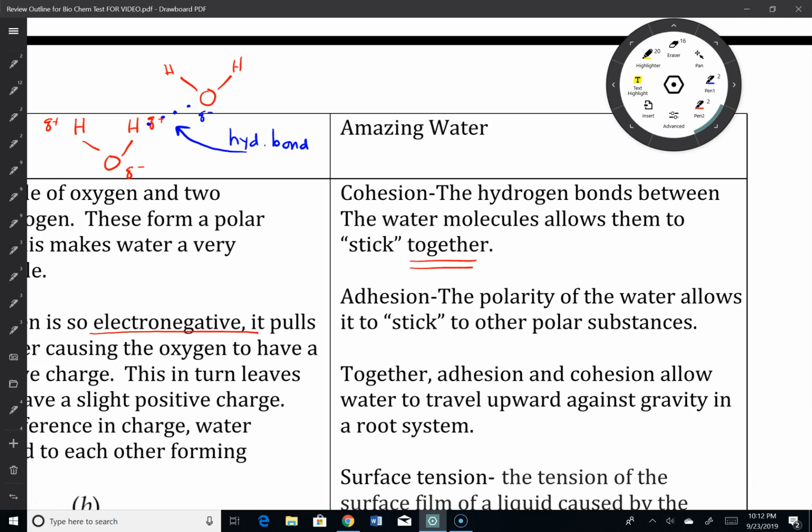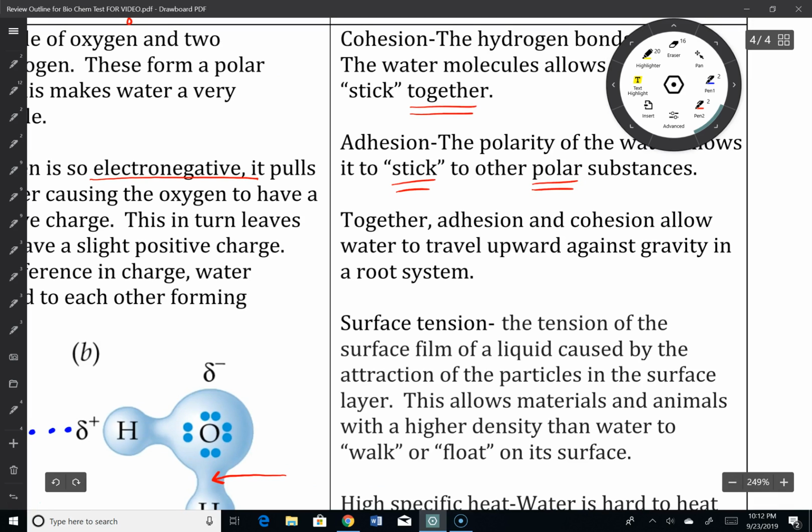Adhesion is what allows water molecules to stick to other polar substances, like the inside of a tree, which again we'll talk about in a second. Together, they're going to do something called transpiration. And that's how water can get from the roots of a tree all the way up to the leaves. Once again, I'll draw a picture in a second.